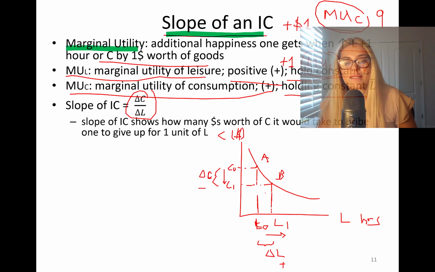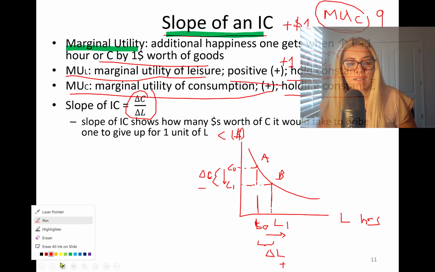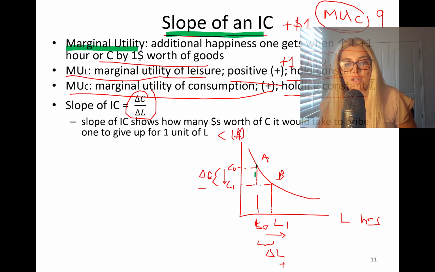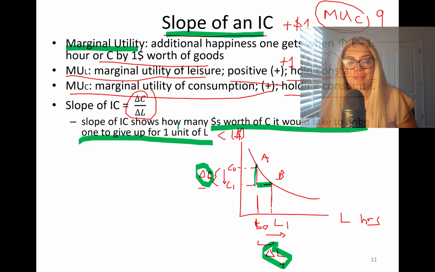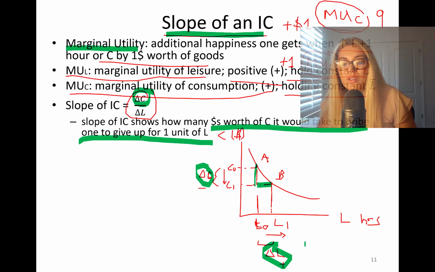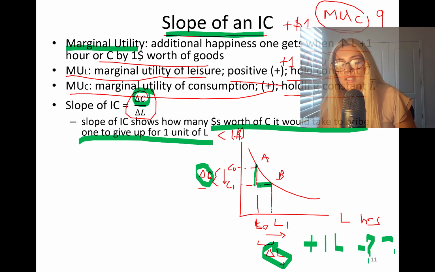So the slope is delta C, right? What do we do in math? We do rise over run. Delta C divided by delta L. Slope of the indifference curve shows how many dollars worth of consumption it would take to bribe this person to give up 1 unit of leisure. So basically, how many dollars worth of consumption you can give up to get 1 more unit of leisure. For 1 more unit of leisure, how many units of consumption do you give up?